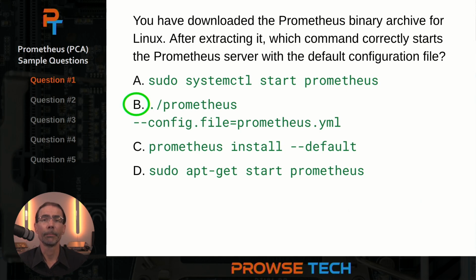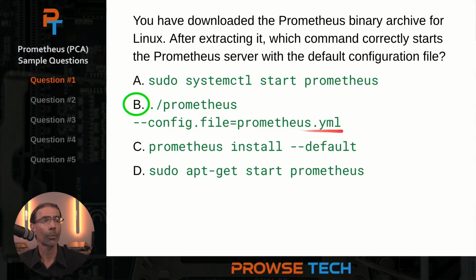And the correct answer is B, ./prometheus --config.file=prometheus.yaml. After extracting the Prometheus binary, you run it directly with the ./prometheus command. And then by default, it'll use the file called prometheus.yaml if that exists in the same directory as your Prometheus binary. But maybe you have a different name for your config file. Maybe it's located somewhere else. You would use the --config.file flag to specify where it is and what the name of it is.